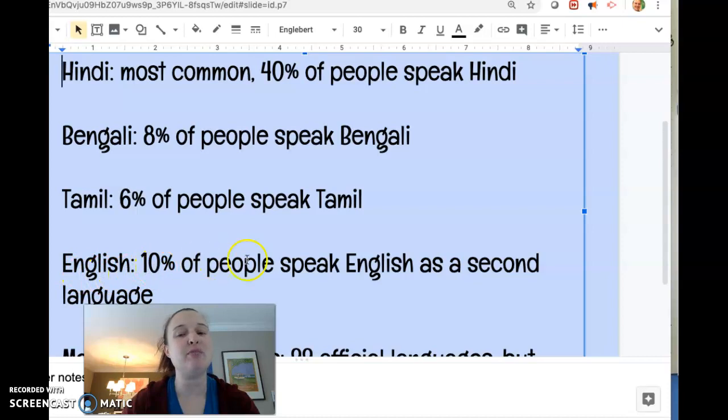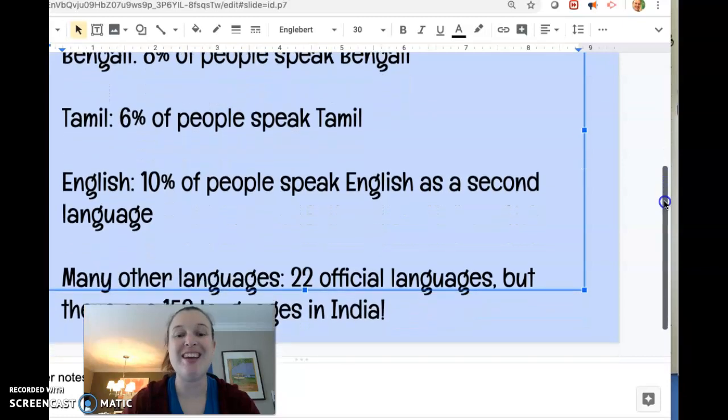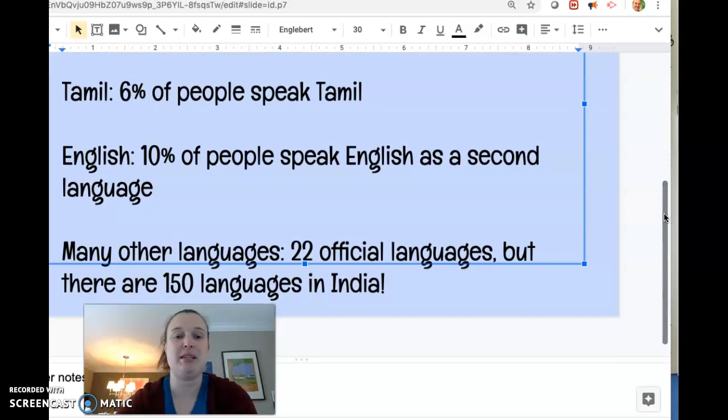English, 10% of people speak English as a second language. So nobody has English as a first language, but 10% of the population can speak it as a second language. And then check this fact out. This is amazing to me.